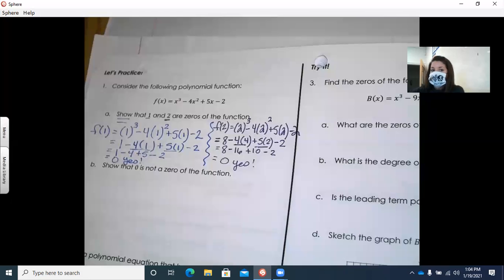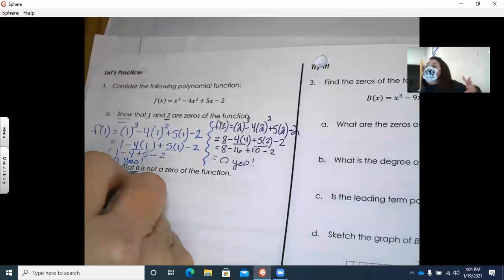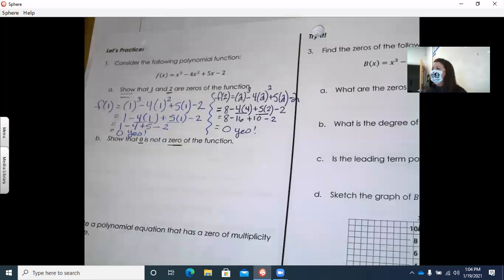All right, let's look at part B. Show that 0 is not a 0 of the function. I know that gets confusing. You're like, 0 is not a 0. What? Remember, show that 0 is not a solution of the function, not a root of the function. Too many words, 0 gets confusing. So when I plug in a 0, is my result going to be 0? No, because it's telling me it's not a 0, right? So we're going to prove it.